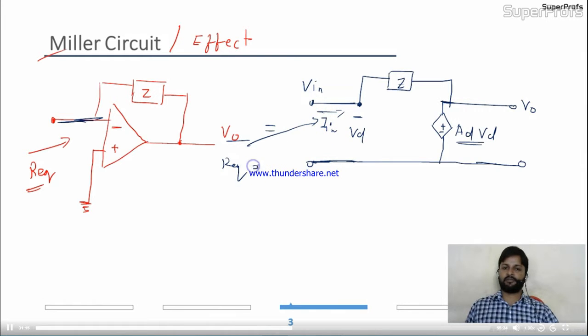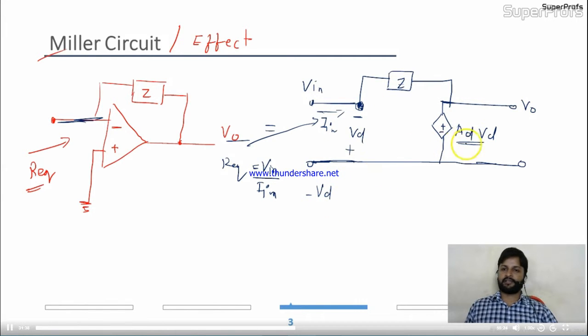So you need to calculate ultimately Vin by In. Is it okay? Now let's see what the In is going on over here. So I'll apply nodal analysis at this point. At this point the voltage is minus VD. So I'm going to start with minus VD.